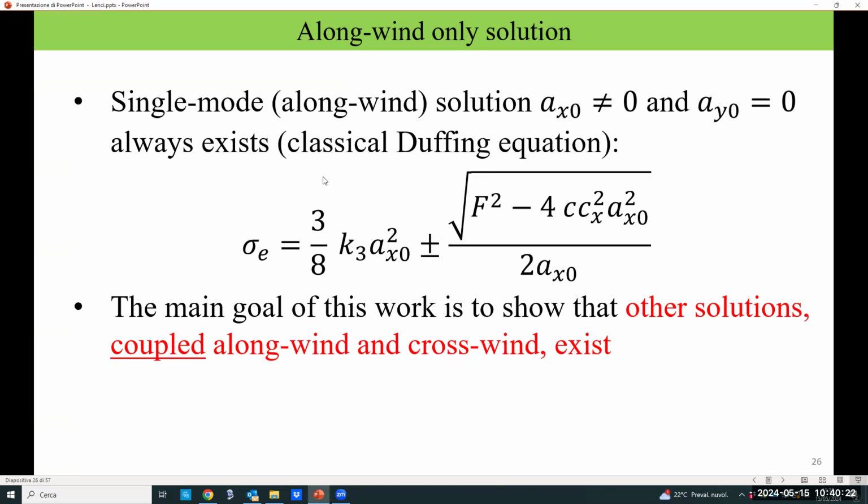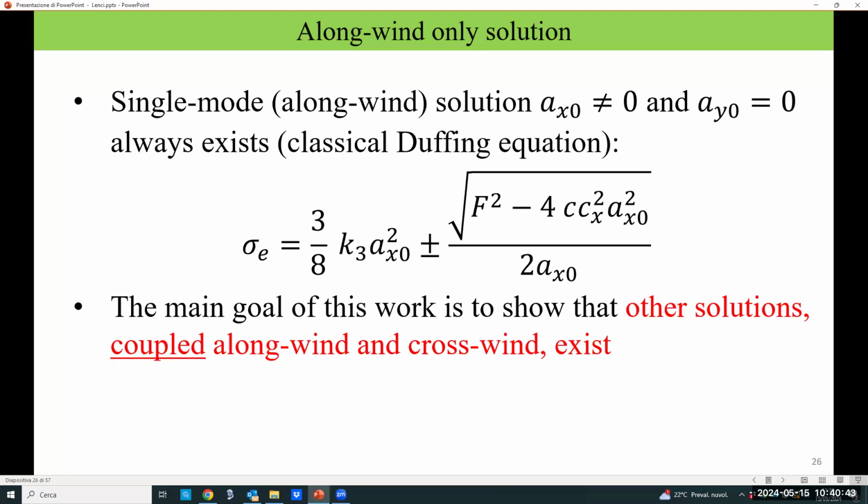If you give a look to this equation, you can find this solution. And this is the classical solution of the Duffing equation. And here you have the so-called backbone, the frequency response curve, where you have the external frequencies as a function of the excitation. So here everything is standard and everything is as expected.